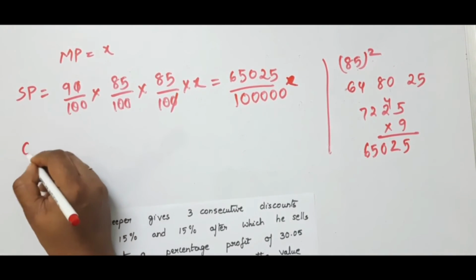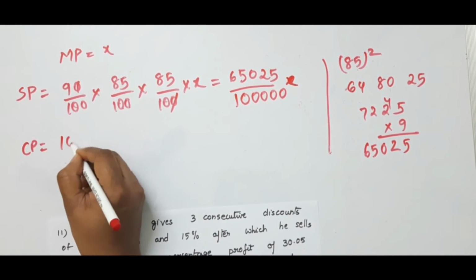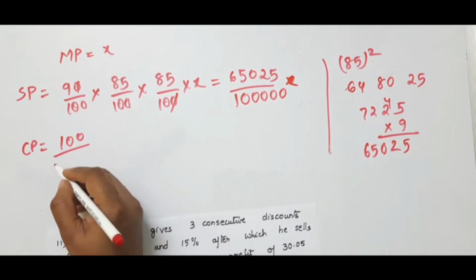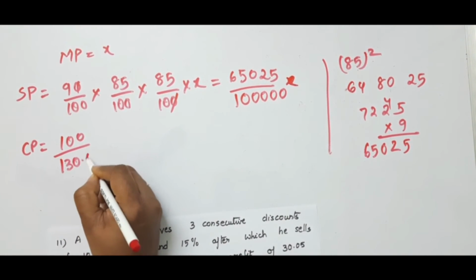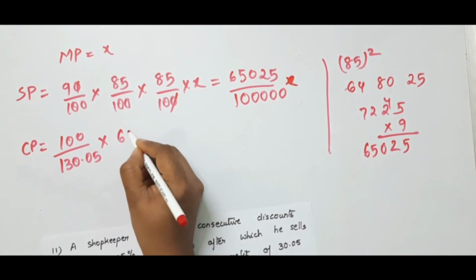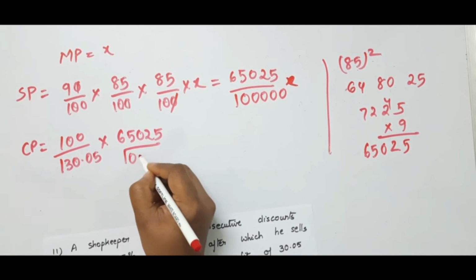Is it not? We know the formula. Cost price is nothing but 100 by 100 plus profit percentage. 100 by, what is the profit percentage? It is 30.05. That is 130.05 into selling price. Selling price, we have to take this one. So 65025 by 100.